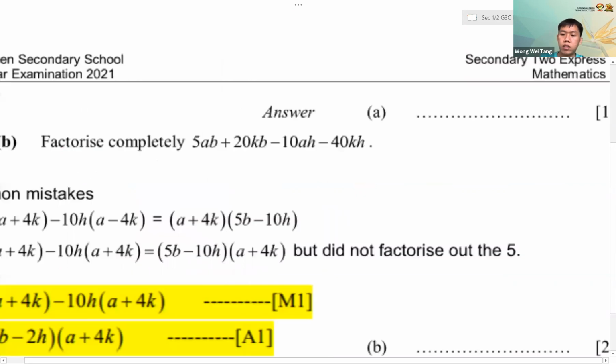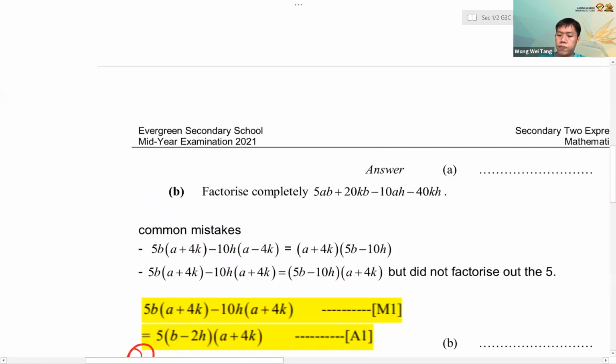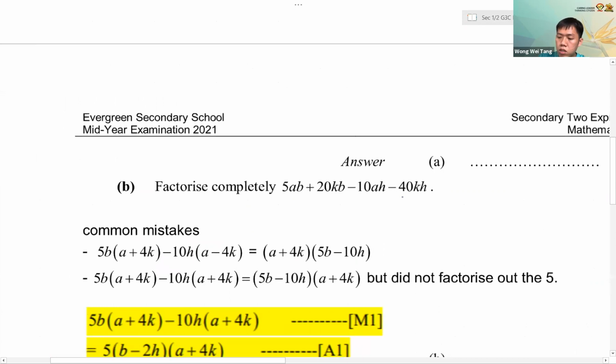7b, factorizing. Okay, now you see 4 terms, it means that you need to pair them up. Generally, the setter will set it such that the first 2 terms can be paired up, meaning that there are common factors. But in this particular question, before you even pair them up, it has a common factor of 5 for every single term. So our first step should be to factorize out 5.